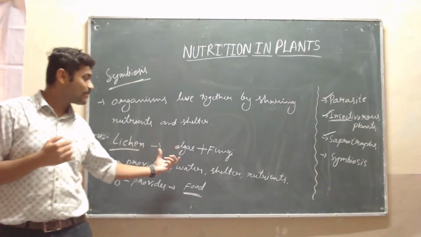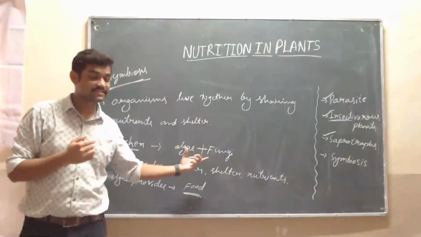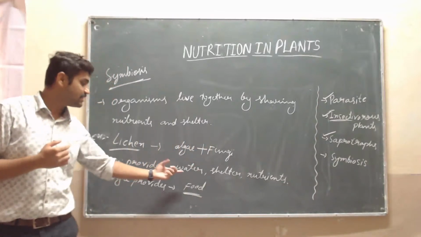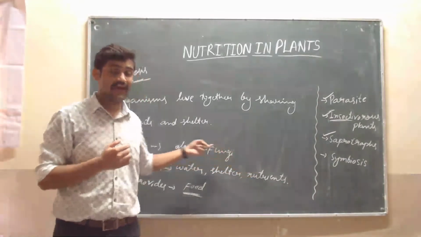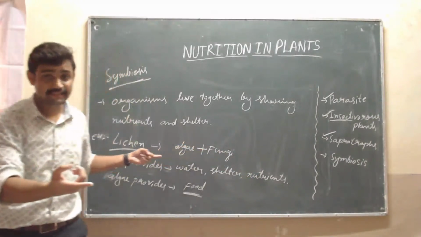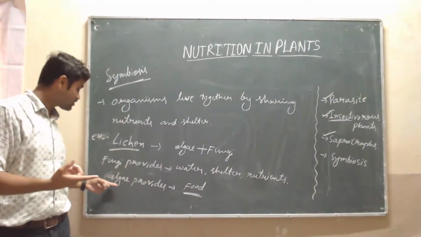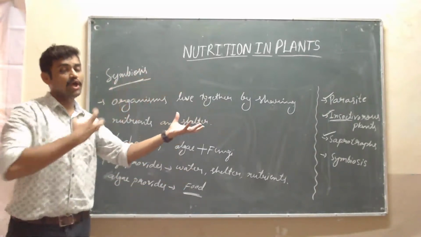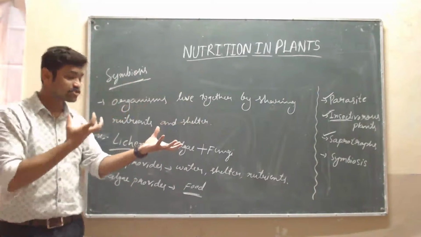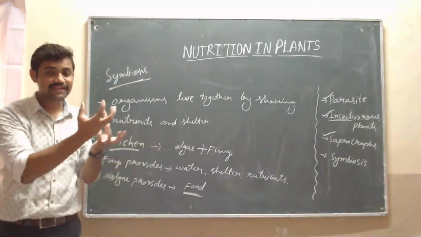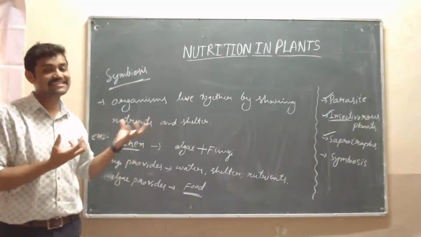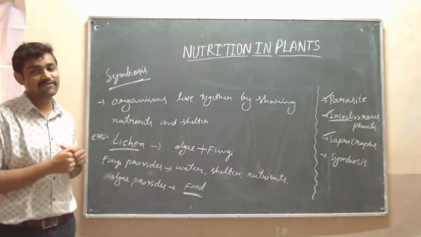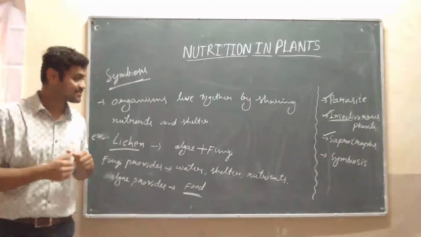It's a combination of algae and fungi. Fungi will provide water, shelter and nutrients to what? Algae. Okay, in return algae will provide food. You take food, give me water, that means give nutrients, give shelter, like that. This is the giving and taking, that is relationship, like friendship. Okay, this is called symbiosis. Understood?